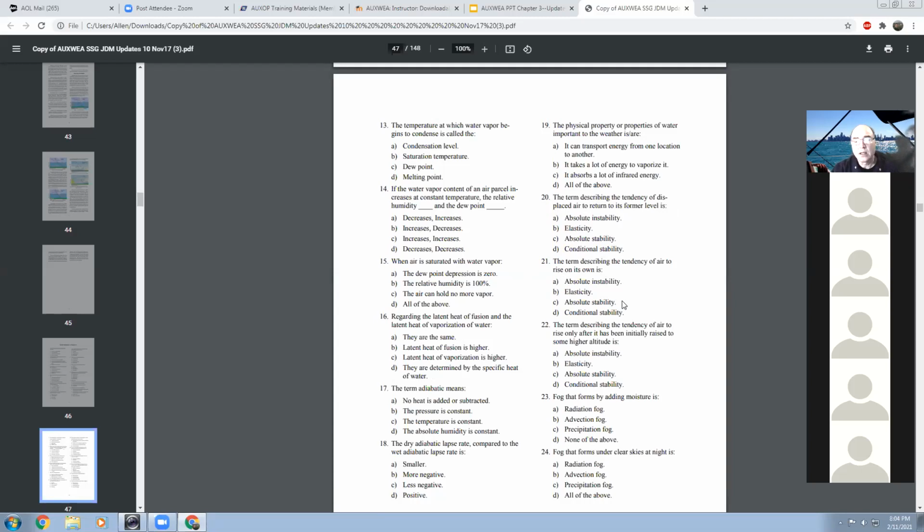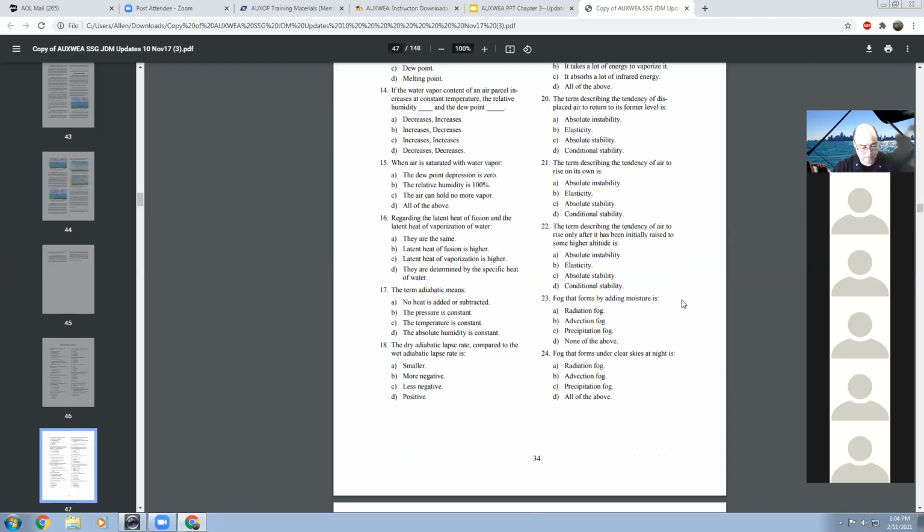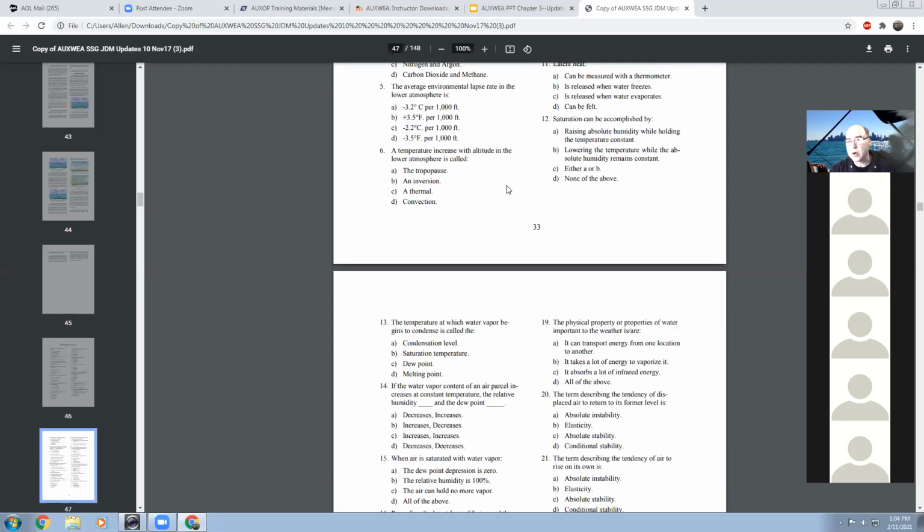Good. Gary Cahill, 22, the term describing the tendency of air to rise only after it has been initially raised to some higher level is? Conditional stability. Conditional, right. 23, Harold, fog that forms by adding moisture is? C, precipitation fog. Right on. Jane Bickle, 24, last one, fog that forms under clear skies at night is? Radiation fog.